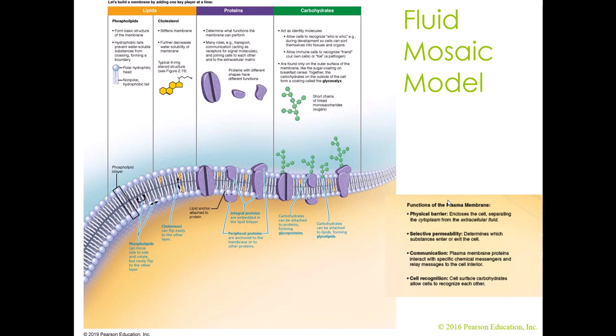The fluid mosaic also suggests to us, or at least it should, with the mosaic part, that it's not just one thing. If you've ever looked at one of those mosaic pictures, it's lots of little things. And so we do have several different components to our plasma membranes.